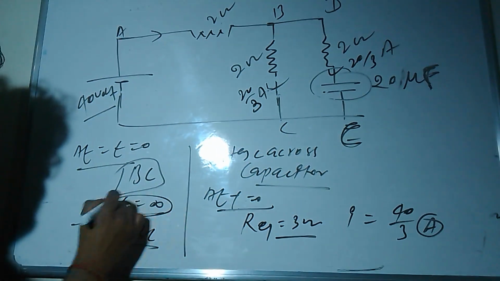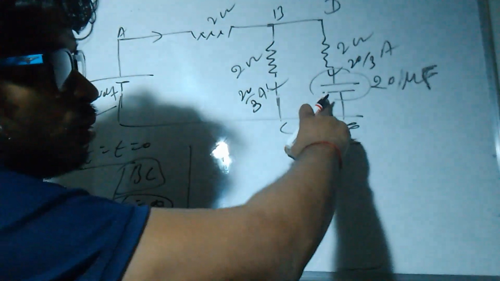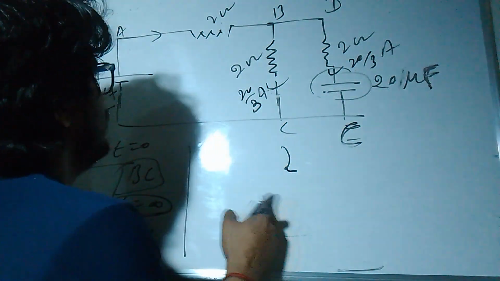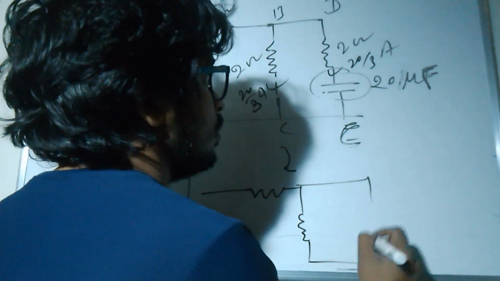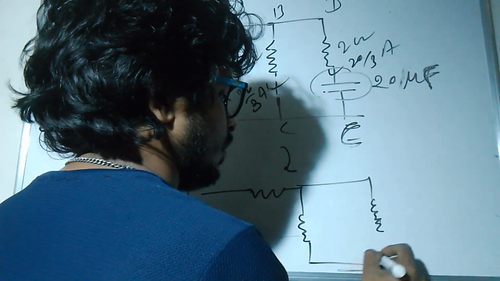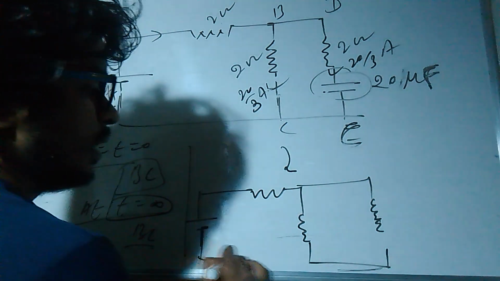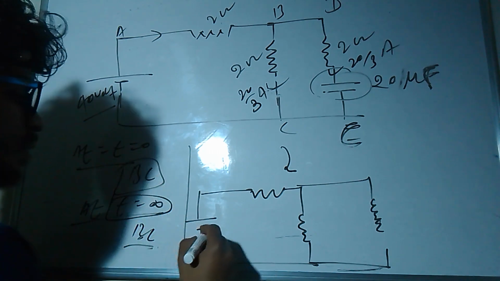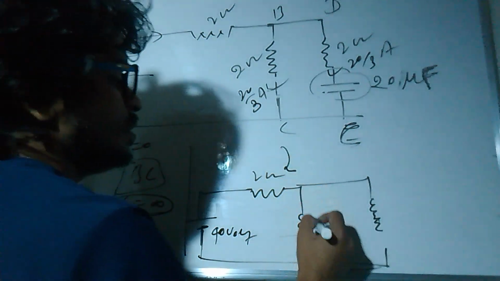At t equals infinity, if I want to find the current, I am erasing this now. At t equals infinity, the capacitor will be an open circuit. So now you have to redraw the diagram. There are only resistors now, and this part is open, with the battery of 40 volt. This is 2 ohm and this is 2 ohm.